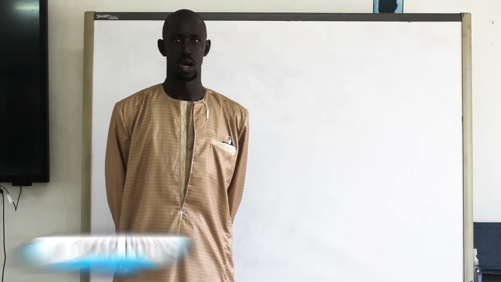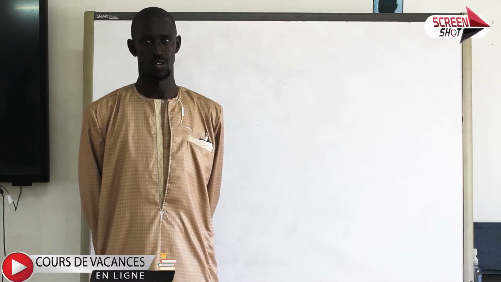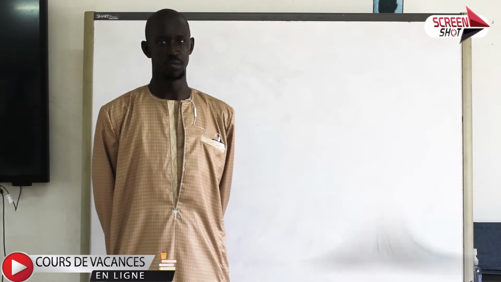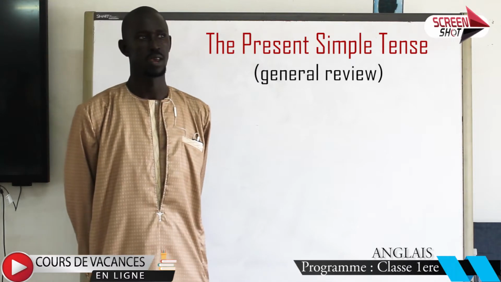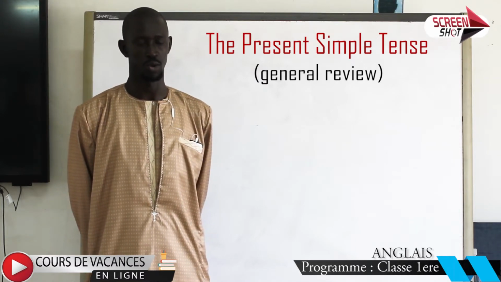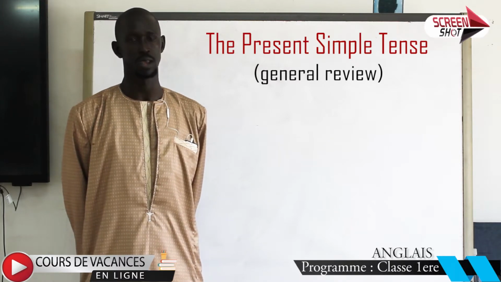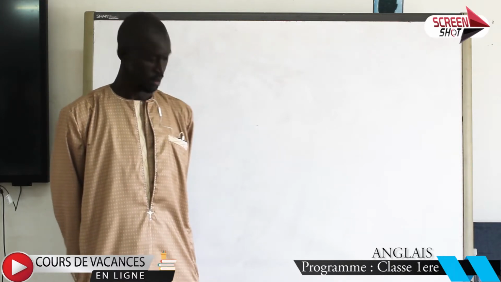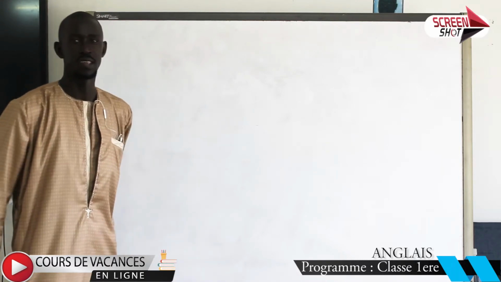So what we have to do at first is to make a general review of all the English tenses. Today we are going to start with the present simple tense. With the present simple tense, what we have to see is at first how to form the present simple and also the context of use for the present simple tense. It means when we have to use the present simple. To form it, that's easy.